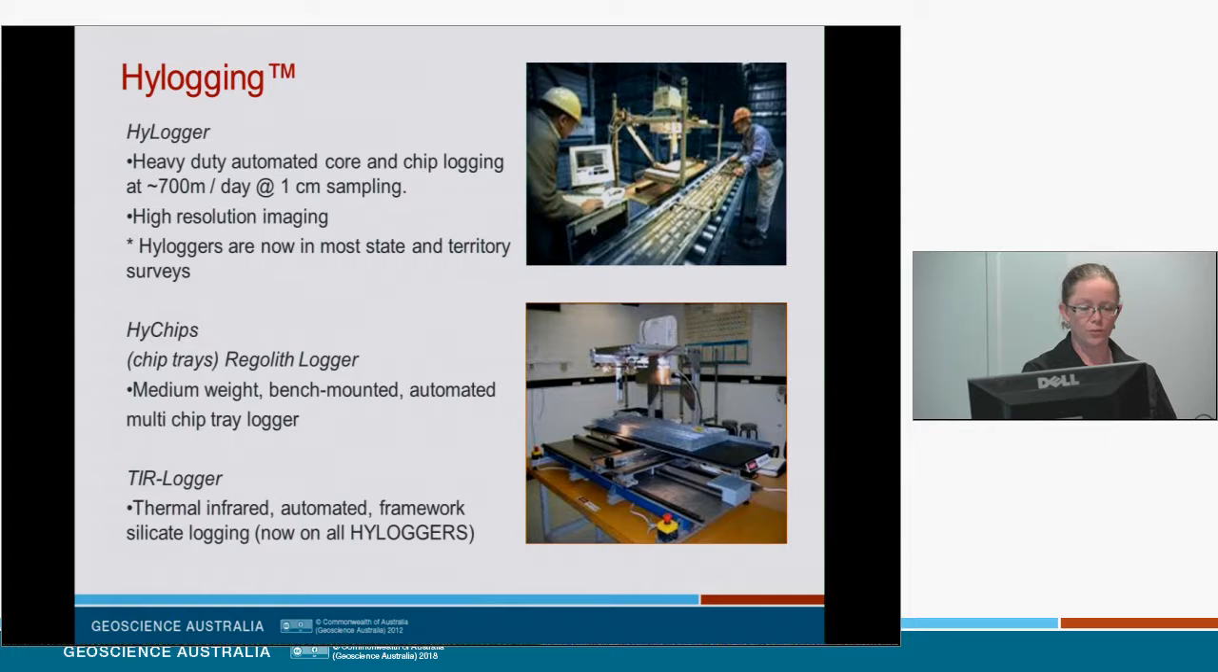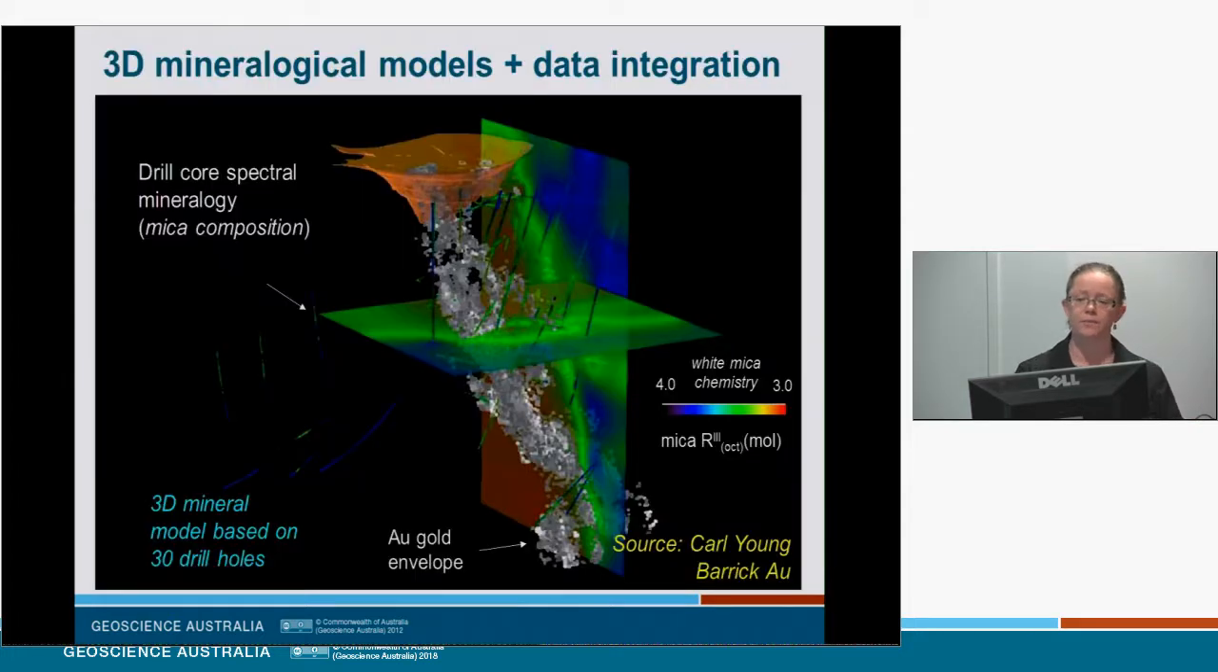And there's also the thermal logger, which has now been incorporated as part of all the HyLoggers, which increases the HyLogger wavelength into the thermal. So originally it had just been shortwave infrared, but now also has the thermal bands added in, which is great for things like comparing to the ASTER data, which also has some thermal products.